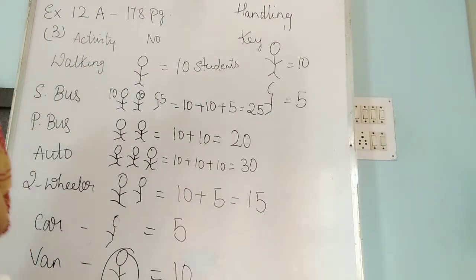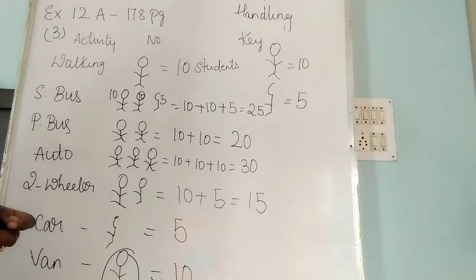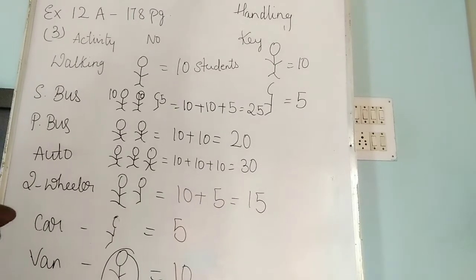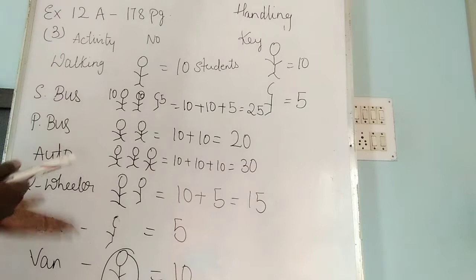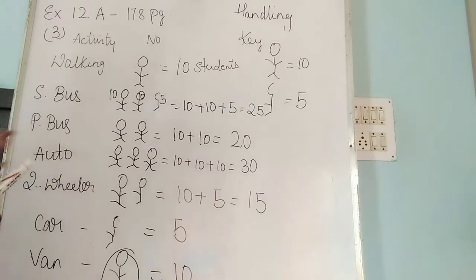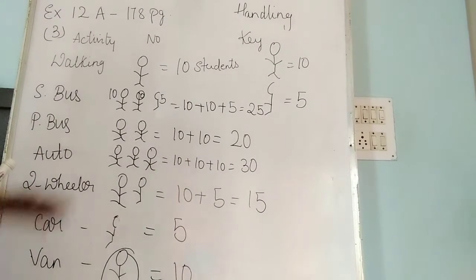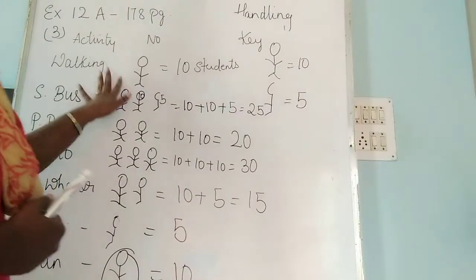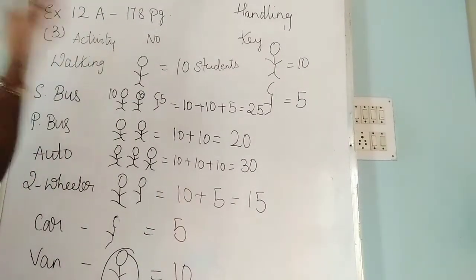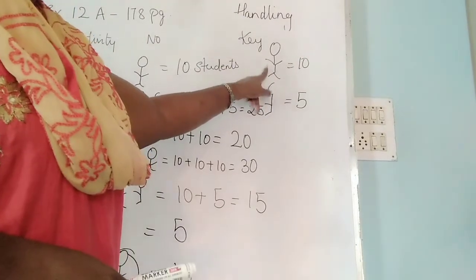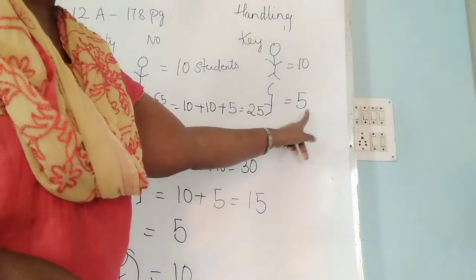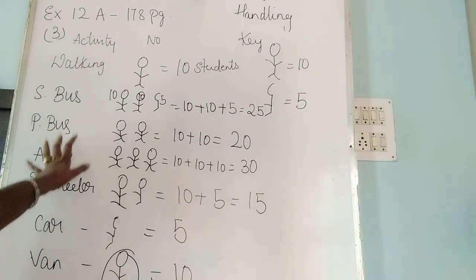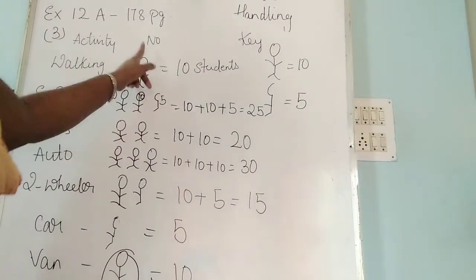Okay. So this is today's exercise 12A, page number 178, the third one. They have given you the activity. You need to find the number of students coming through walk, school bus, private bus, auto, two-wheeler, car and van, and this is the pictograph which is being given. Each doll, let us study the key. Each complete doll represents 10 students and half a doll represents 5 students. Using this key, you need to find out these numbers.